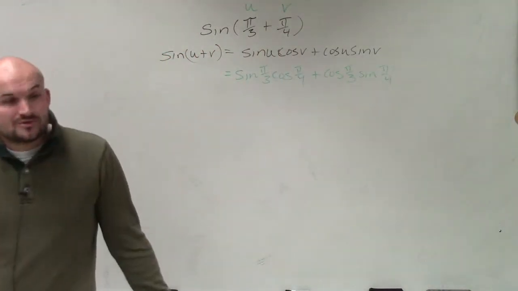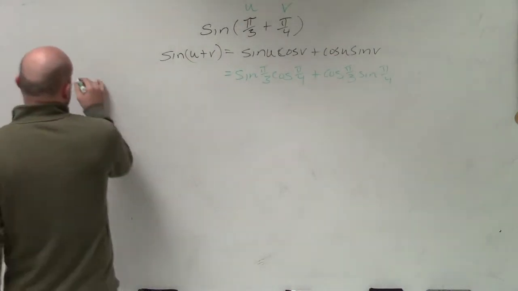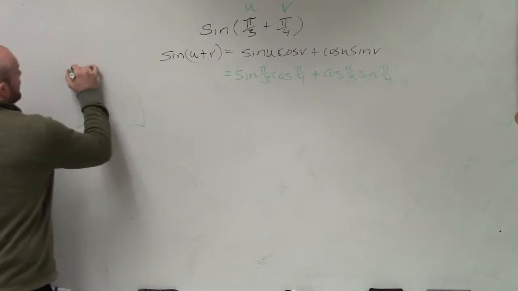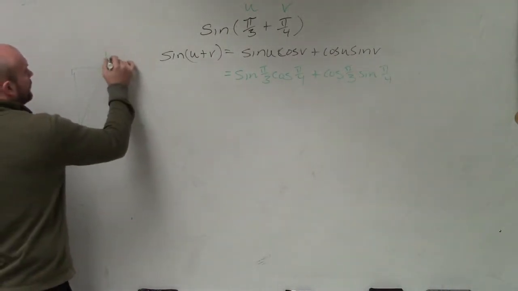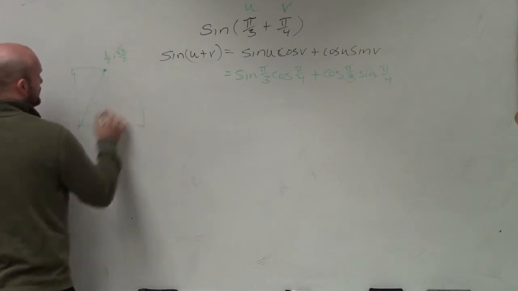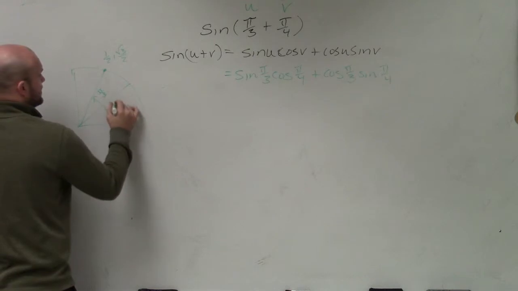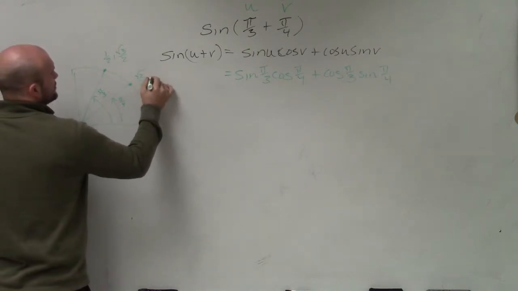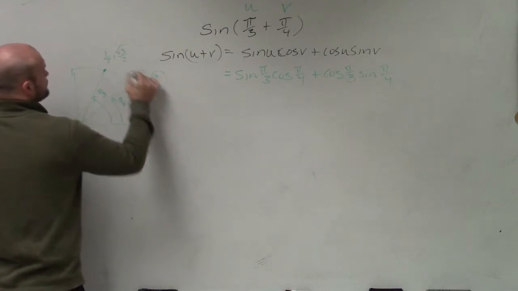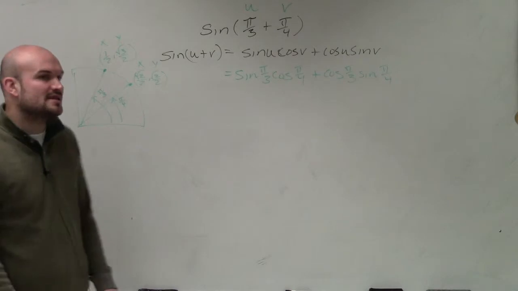OK? Now, to evaluate those angles, we have to go back to our unit circle and say, well, what is the value of pi over 3? Where is that angle? Well, that angle is up here. And that's 1/2 comma square root of 3 over 2. And that's the angle pi over 3. And that's the angle pi over 4, which at that coordinate point is square root of 2 over 2 comma square root of 2 over 2. And again, they both coordinate with x and y coordinates that are on the unit circle.